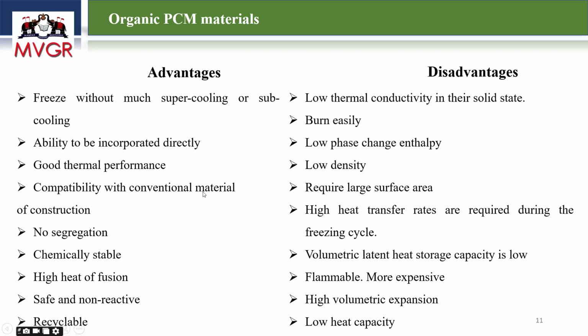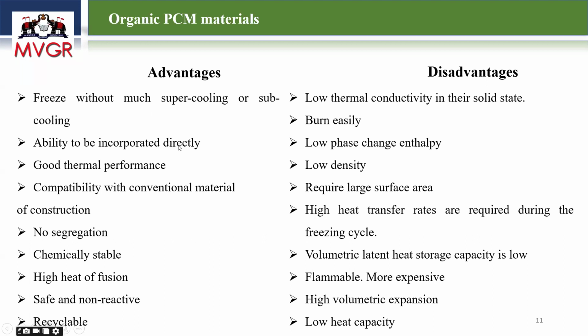Already told, any material we can store, chemically stable. Even if you keep on heating and cooling, so if you perform the thermal cycles, even after some cycles, its chemical structure never changes. So that is the best example, best advantages. And higher heat of fusion, so delta H value. So more amount of heat can be stored. That is the best thing. And safe and non-reactive, and it will be easily recyclable. These are some of the advantages of organic waste material.